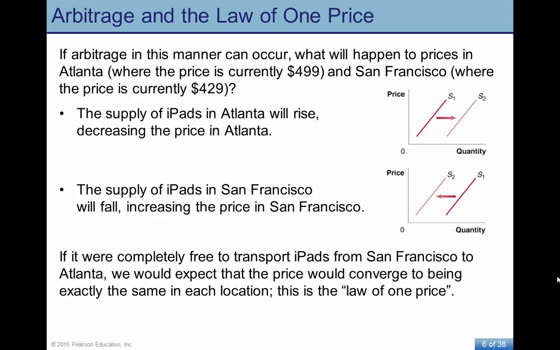If it were completely free to transport iPads from San Francisco to Atlanta, we would expect that the price would converge to being exactly the same in each location. This is the law of one price.